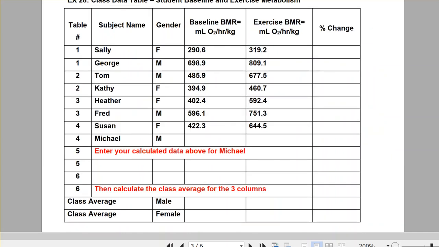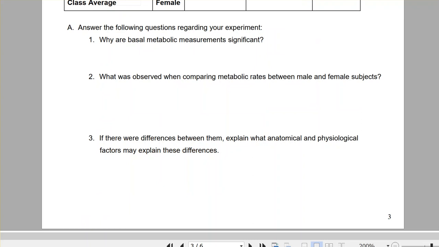Then you're just going to plug and chug your values for Michael into this chart, and calculate the percent change for everybody's values. And then answer a few questions about that data.